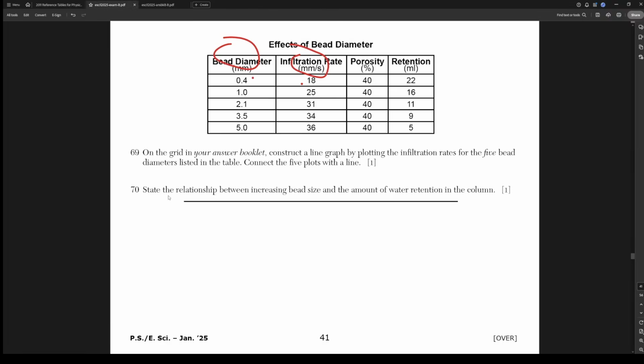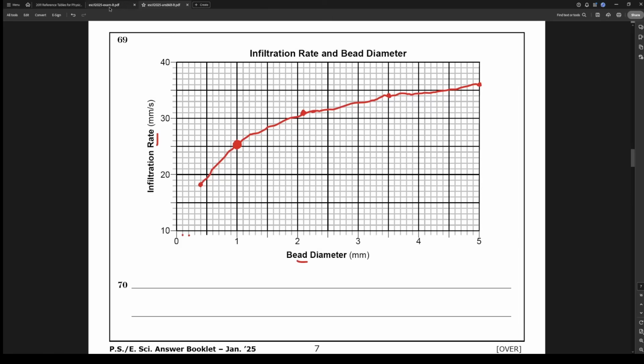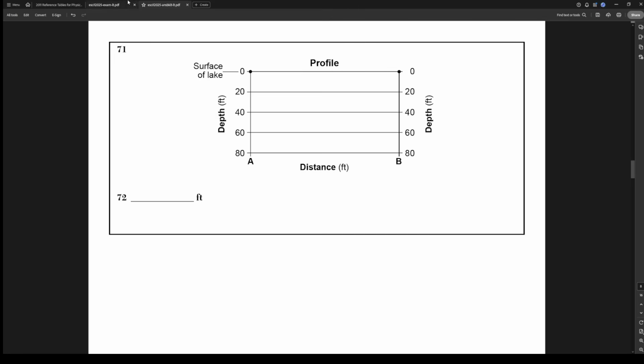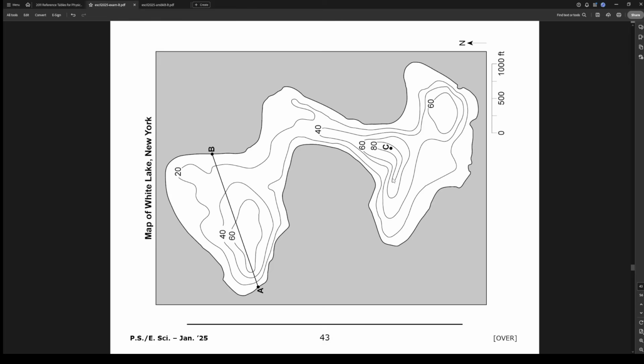Okay, 70, state the relationship between increasing bead size and the amount of water retained. So retention's here. As you can see, increasing bead size, less water retained. So the relationship is going to be inverse. You could write indirect. You can write as bead size increases, retention decreases, however you want to write it. I'm going to write inverse.